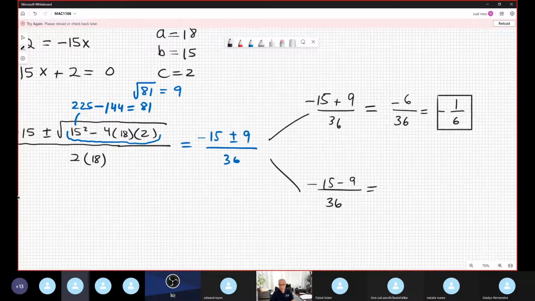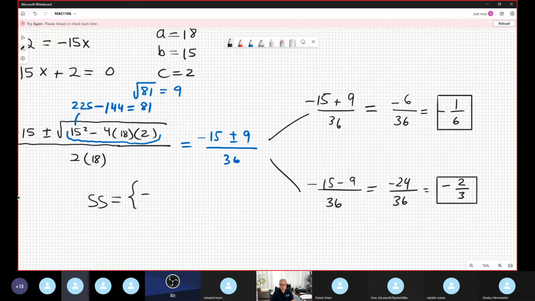That's my first answer. My second answer is negative 24 over 36. And when you reduce to the lowest terms, can you divide it by 12 maybe? It's a common factor, the greatest common factor, so it is negative 2 thirds. Boom. Solution set, 2 real solutions: negative 1 over 6, comma, negative 2 thirds. Both negative, real. The order that you write is not important. On the piece of paper in front of me, I wrote it differently: negative 2 thirds first and negative 1 over 6 second. Doesn't matter. It's just a set.